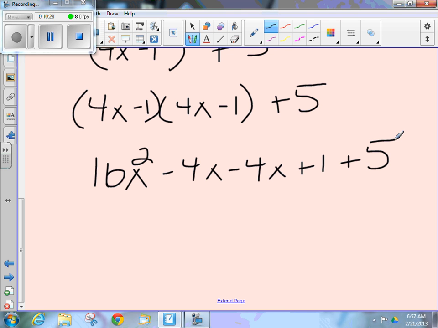All right, combine like terms. I have a 16x squared. A 4x minus a 4x is a negative 8x.